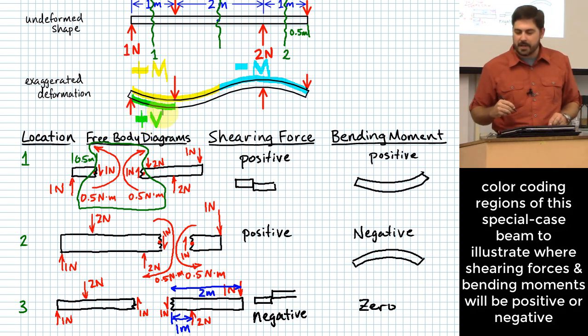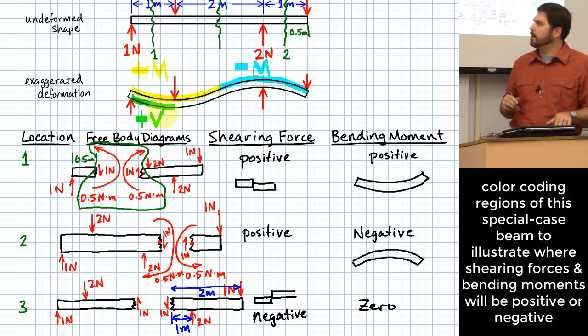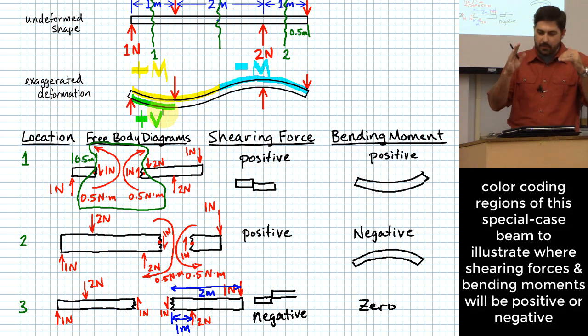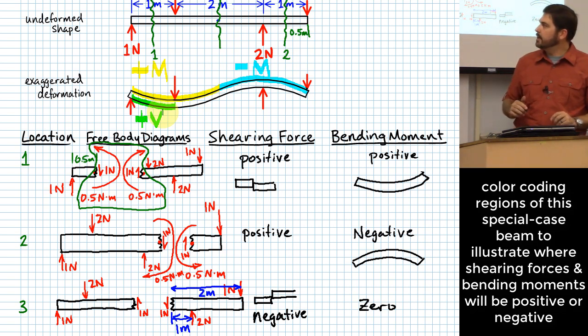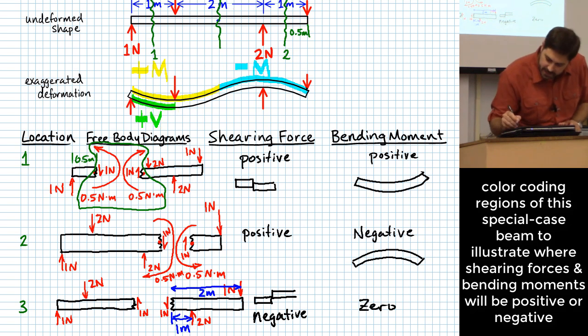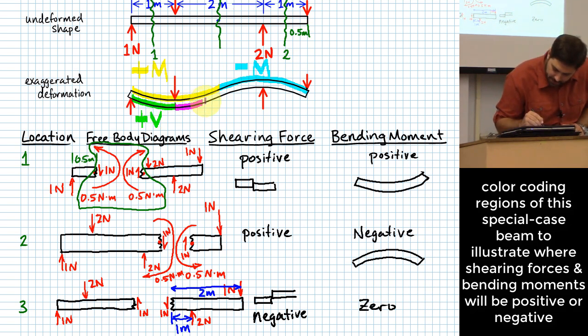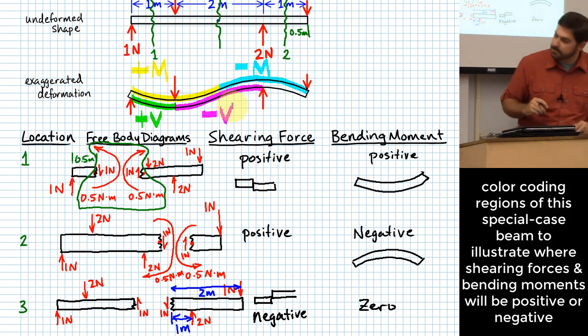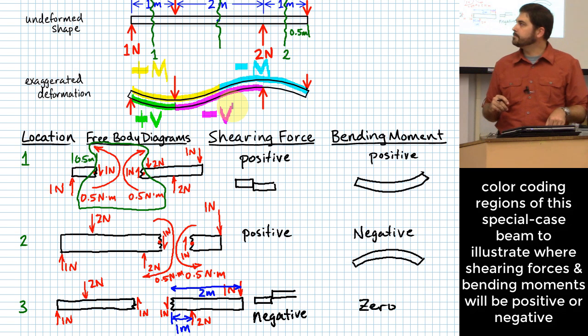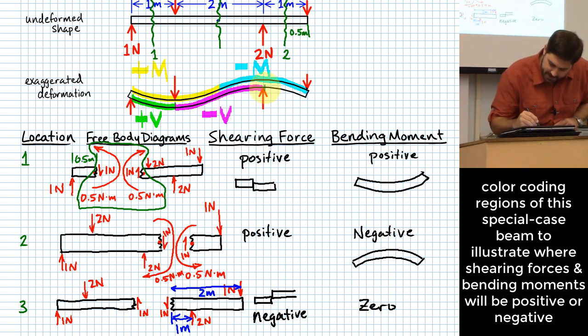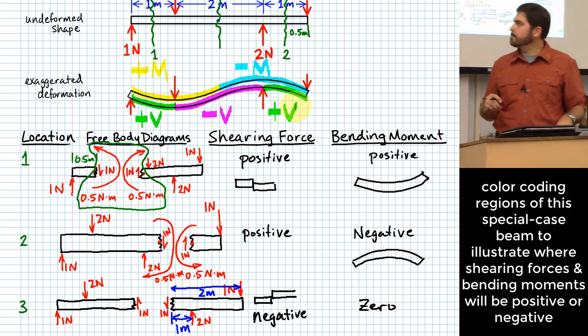What do you think happens right there where that 2 Newton force comes down? Well, we found a location between where those two Newton forces are acting, and we said in between those is going to be negative. And I'll just go ahead and tell you, you can extend that to that entire phase, right? All the way from here to here, you're going to have a negative shearing force. And then you're going to go back to a positive shearing force over there.